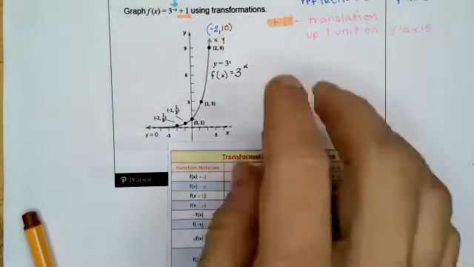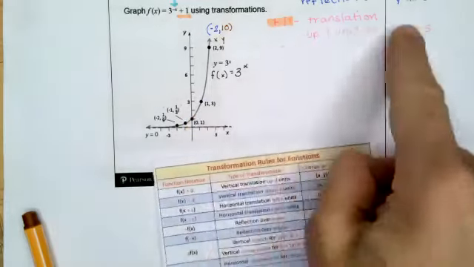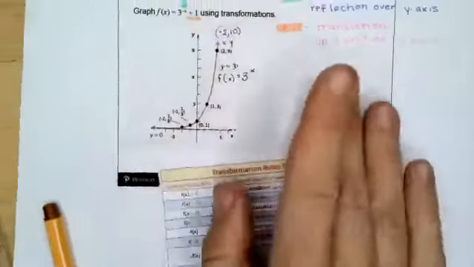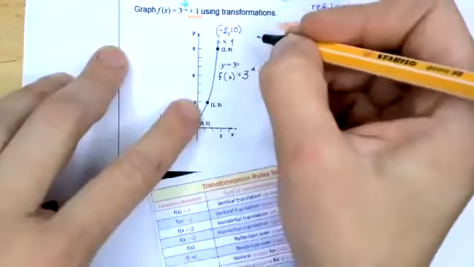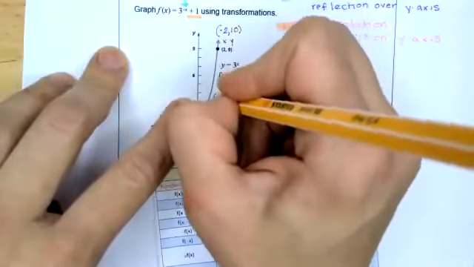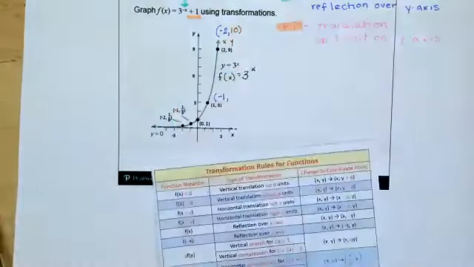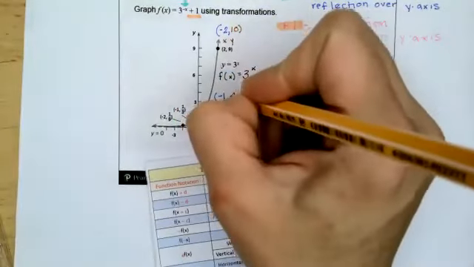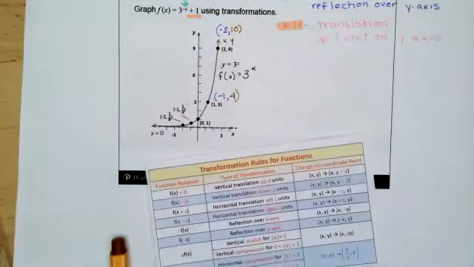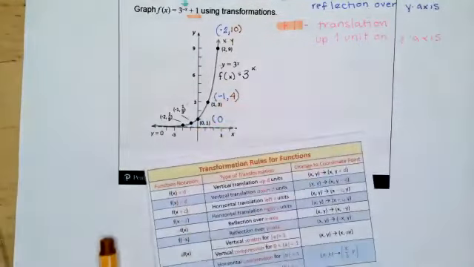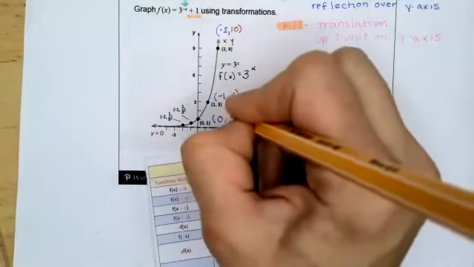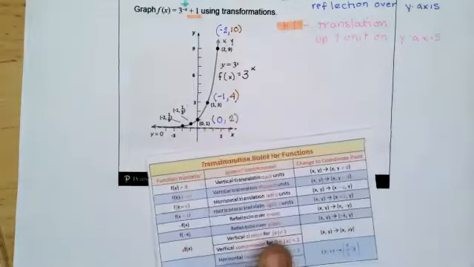Or if it's easier, you can just flip it, move it up 1. Or you can go point by point. So 2, 9 becomes -2, 10. 1, 3 becomes -1, 3, we add 1, we get 4. 0, 1 remains 0, but 1 becomes 2, right? Because we're adding 1.